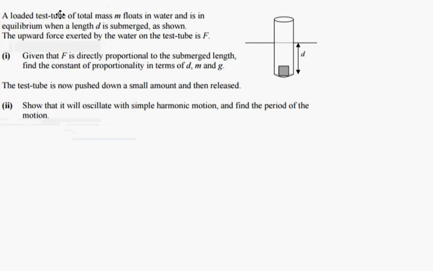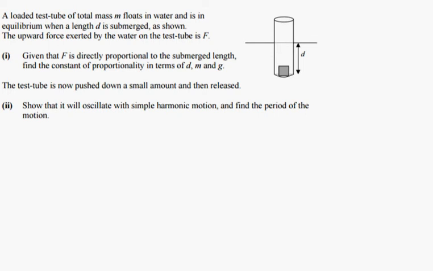First of all, a test tube of total mass m floats in water and is at equilibrium when it's a distance d submerged, as shown. Okay, that's grand. So what's going to happen next is, as shown, the upward force exerted by the water on the test tube is F, given that F is directly proportional to the submerged length.